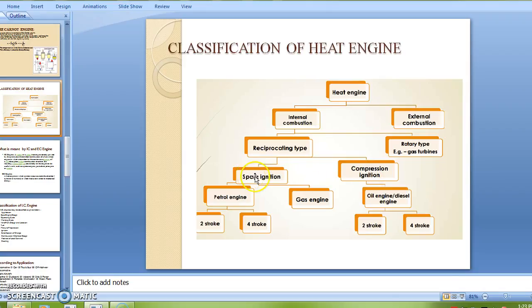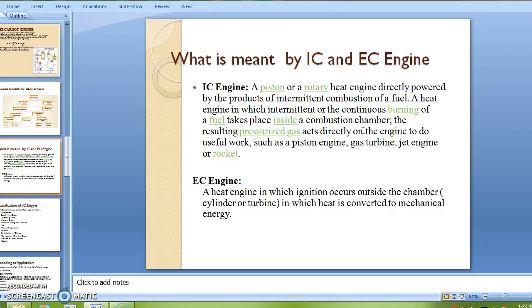This spark ignition is classified as petrol engine and gas engine, and this compression ignition is classified as oil engine, or it is also called the diesel engine. This petrol engine is again classified as two-stroke petrol engine and four-stroke petrol engine. And then this oil engine, or diesel engine, is classified as two-stroke diesel engine and four-stroke diesel engine. In the next slides, in the next presentations, we will see all the details of each type of these heat engines.